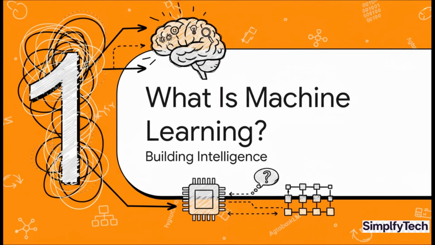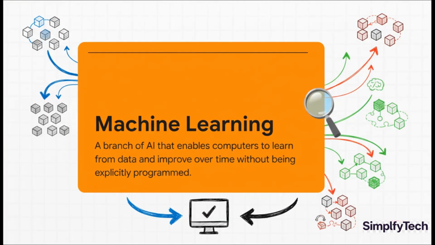Okay, so let's start with the big one, the most fundamental question of all. When we say a machine learns, what are we actually talking about? You see, in the old days of programming, a developer had to sit down and write out every single rule by hand. If this happens, do that. Machine learning completely flips that on its head. Instead of giving the computer a mountain of instructions, we give it a mountain of data and a goal.